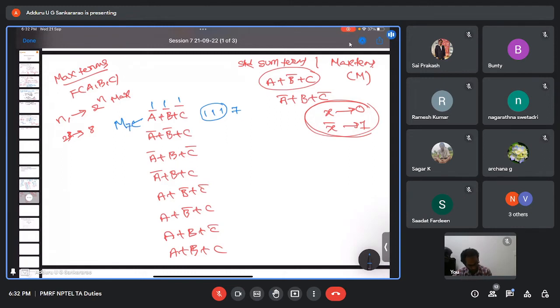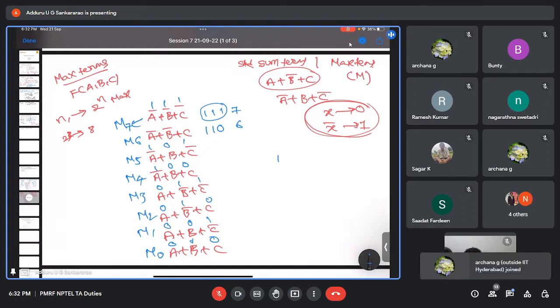Now here A bar plus B bar plus C: A bar is 1, B bar is 1, C is 0. So this is 6, and that's why this is M6. Similarly, 101 is M5, 100 is M4, 011 is M3, 010 is M2, 001 is M1, and 000 is M0. These are max terms. Also there is one property: the sum of all min terms is 1 and the product of all max terms is 0.